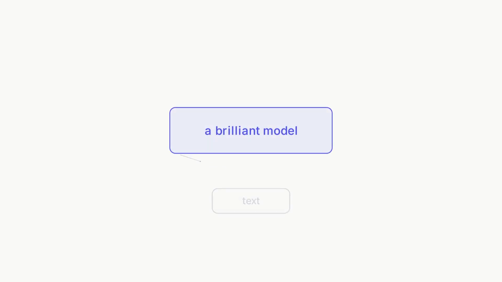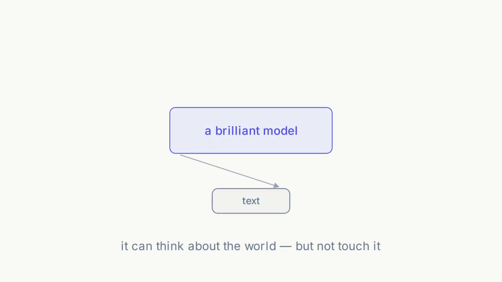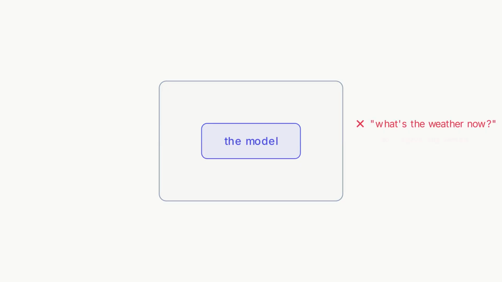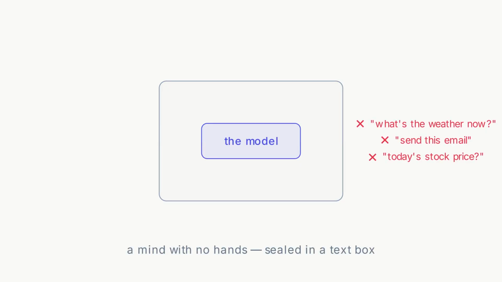Let me show you the single upgrade that turns a chatbot into something that can actually get things done. Because on its own, even the smartest language model has a strange limitation. It can think brilliantly about the world, but it can't touch it. Ask it what the weather is right now, and it can't know. Ask it to send an email, book a meeting, or check today's stock price, and it simply can't. It's a mind with no hands.